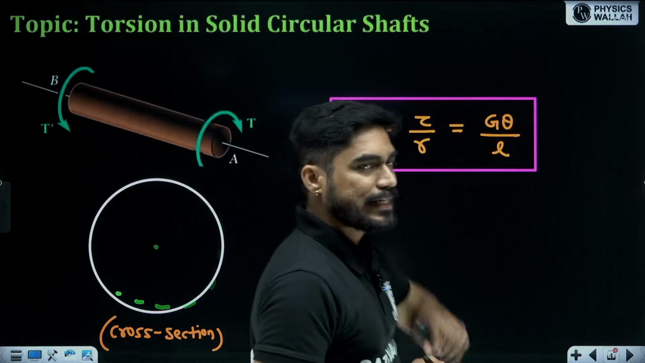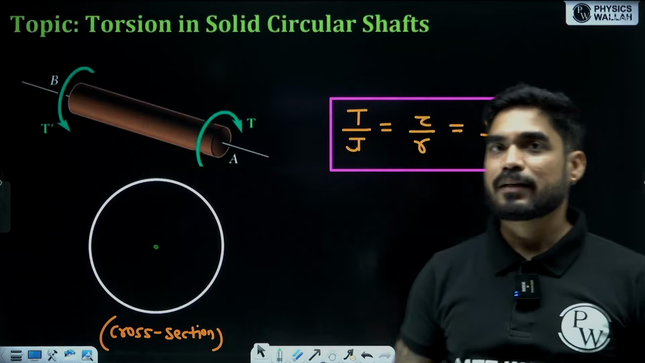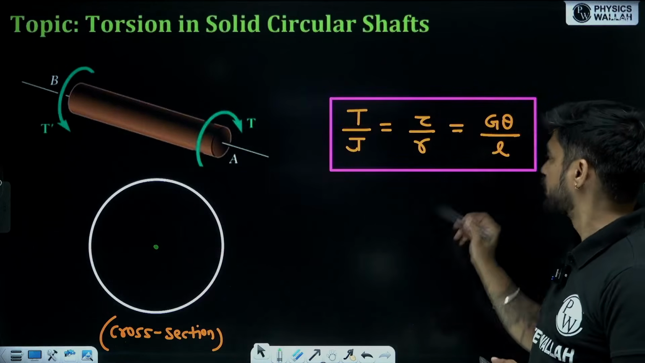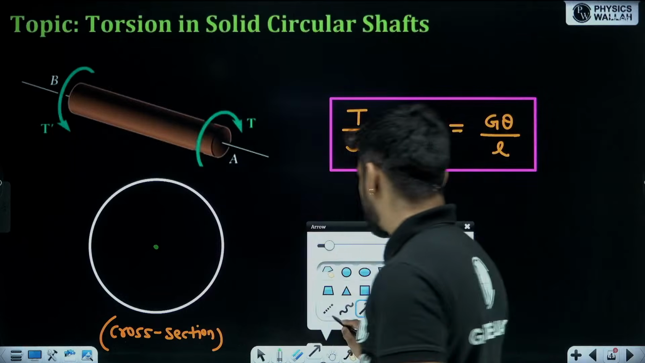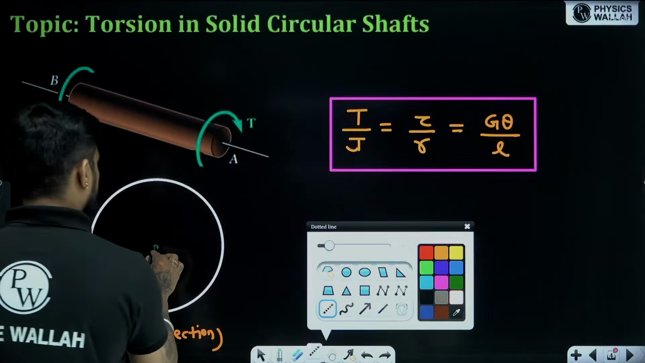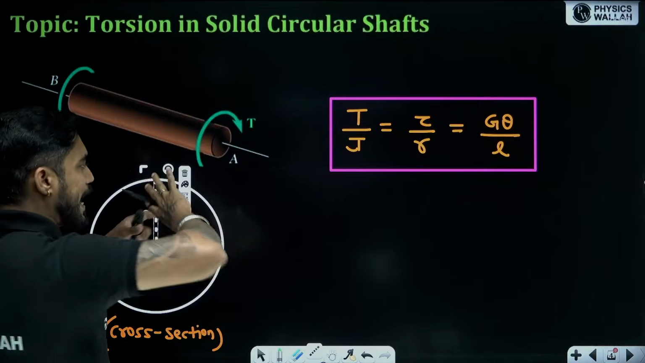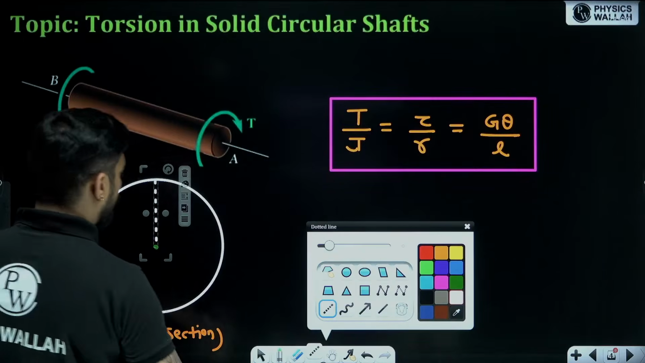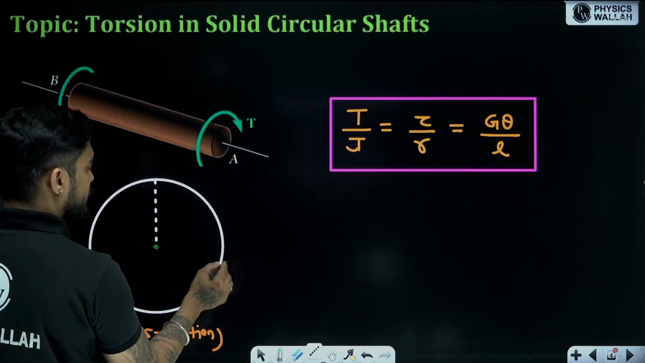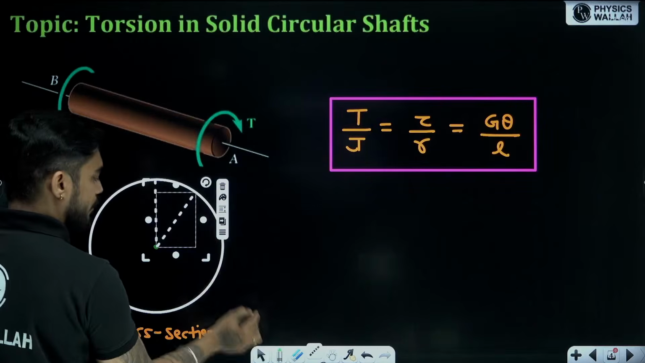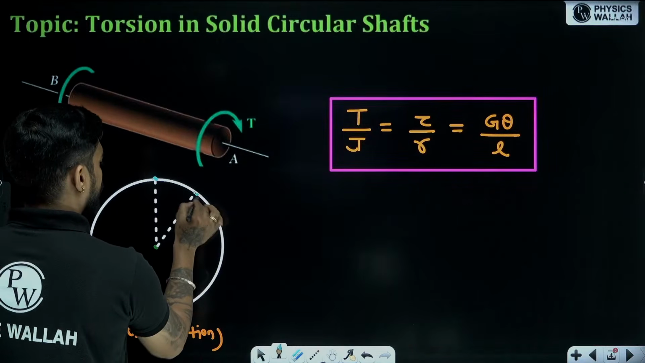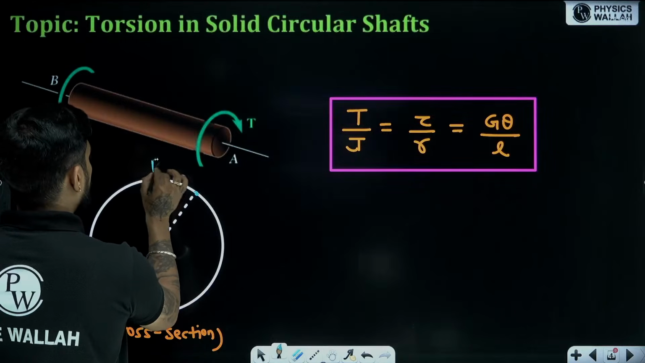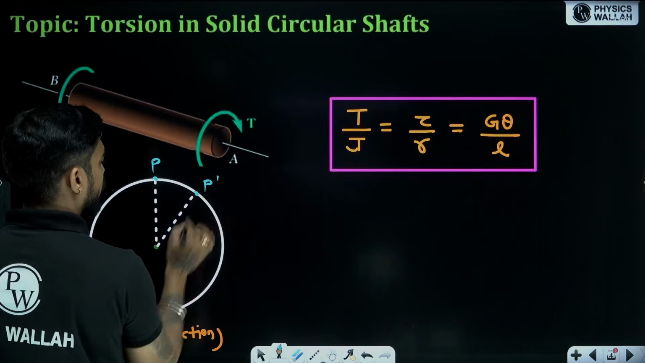What is G? It is the modulus of rigidity. L is the length of the shaft. And theta is known as the angle of twist. What do we mean by angle of twist? When you apply twisting moment, the cross section of the shaft is twisted by some angle. Let's say earlier the point, let's say P, was here, and now the point P is here.